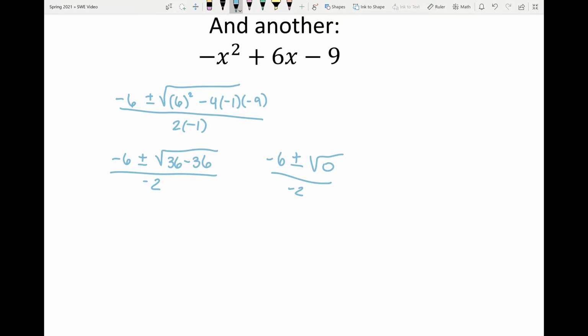Now, taking into consideration the plus or minus, we know that the square root of 0 is just 0, and that adding or subtracting 0 from the -6 would both give us -6. So we're going to end up with one solution, -6 over -2, which is 3. So x equals 3.